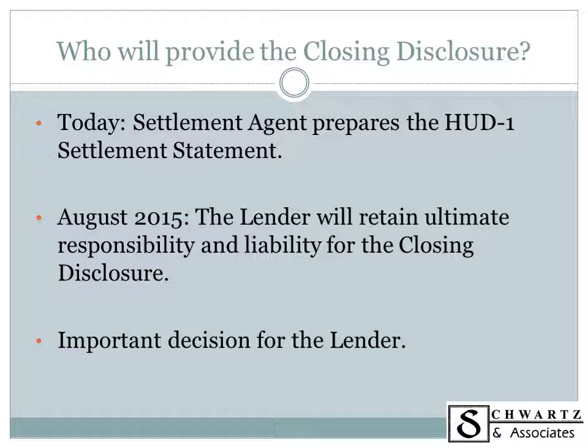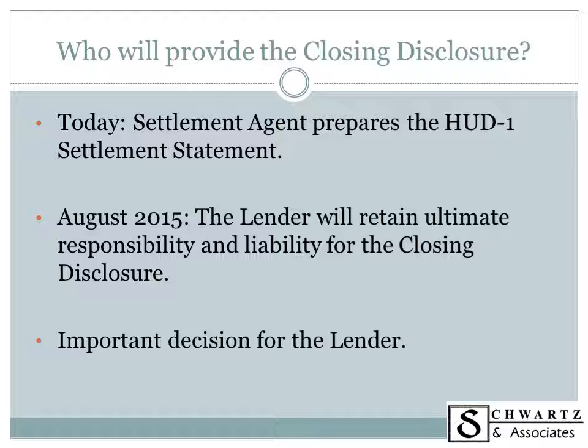Who will provide the closing disclosure? Today, the settlement agent prepares the HUD-1 settlement statement and provides it to the consumer after lender approval. With the implementation of the new closing disclosure, lenders will need to determine exactly how they are going to coordinate this with the title company. The lender will have to ask important questions. Will they still allow the settlement agent to prepare the closing disclosure, or will the lender now prepare its own closing disclosure to provide to the consumer?